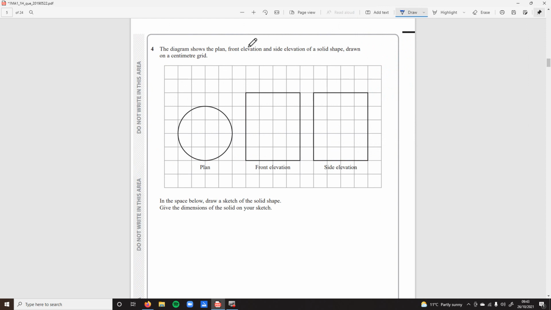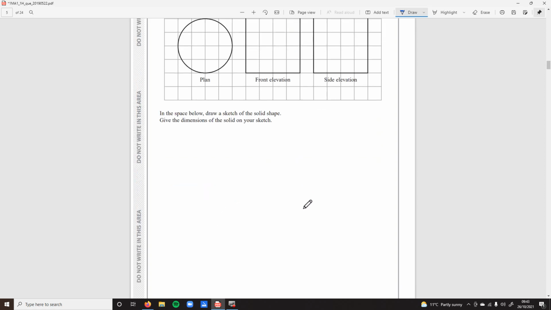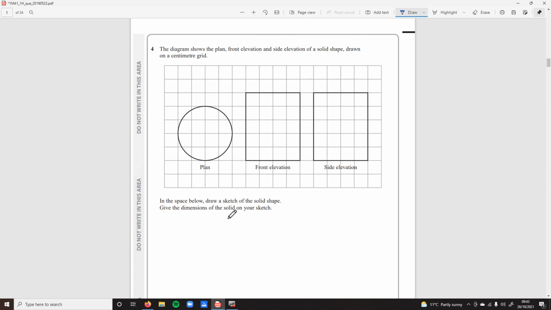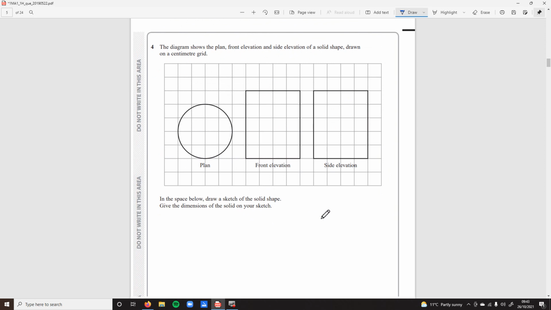The diagram shows the planned front elevation and side elevation of a solid shape drawn on a centimetre grid. In the space below, draw a sketch of the solid shape. Give the dimensions of the solid on your sketch.